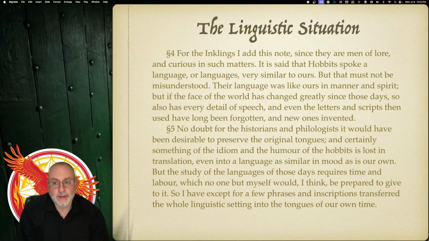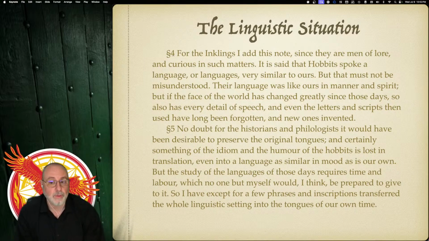For the Inklings I add this note, since they are men of lore, and curious in such matters. It is said that hobbits speak a language or languages very similar to ours, but that must not be misunderstood. Their language was like ours in manner and spirit. But if the face of the world has changed greatly since those days, so also has every detail of speech, and even the letters and scripts then used have long been forgotten and new ones invented. No doubt for the historians and philologists, it would have been desirable to preserve the original tongues, and certainly something of the idiom and the humour of the hobbits is lost in translation, even into a language as similar in mood as is our own. But the study of the languages of those days requires time and labour, which no one but myself would, I think, be prepared to give to it. So I have, except for a few phrases and inscriptions, transferred the whole linguistic setting into the tongues of our own time.